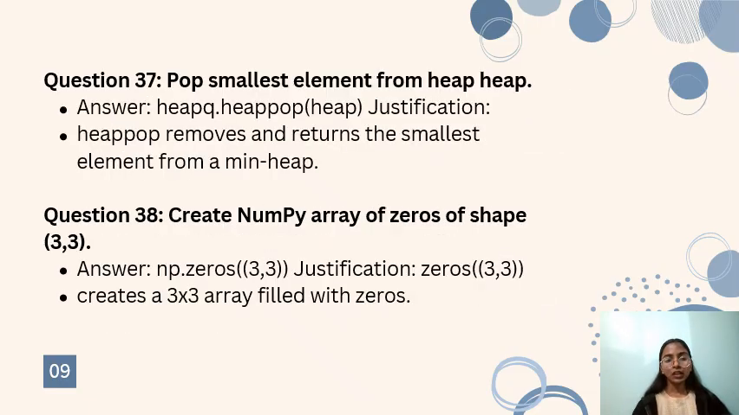Now the next question is pop smallest element from heap. The answer is heapq.heappop(heap). Justification is heappop removes and returns the smallest element from a min heap. Question number 38. Create numpy array of 0s of shape 3, 3. Answer will be np.zeros((3, 3)). Its justification is zeros(3, 3) creates a 3 by 3 array filled with 0.